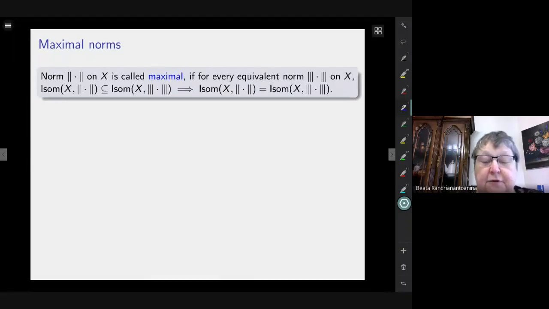Okay, maximal norm. This is a reminder of the definition that I gave. It's the standard meaning of the word maximal for the isometry groups.